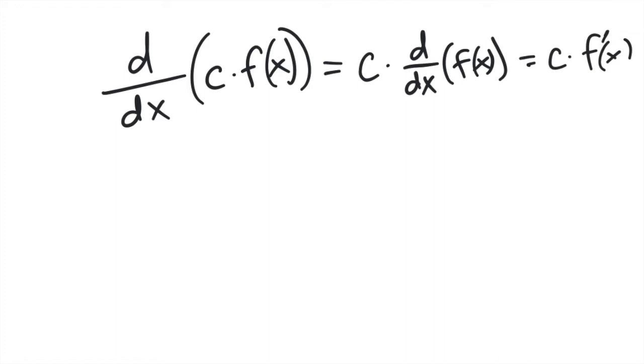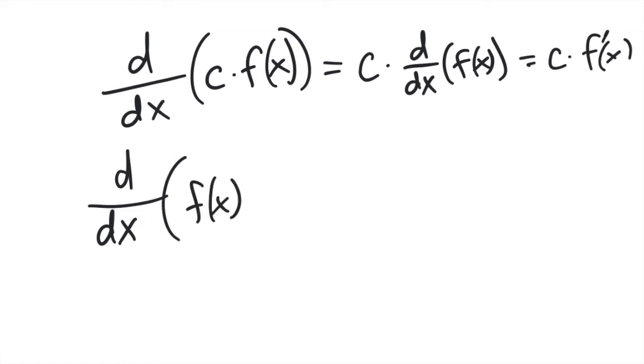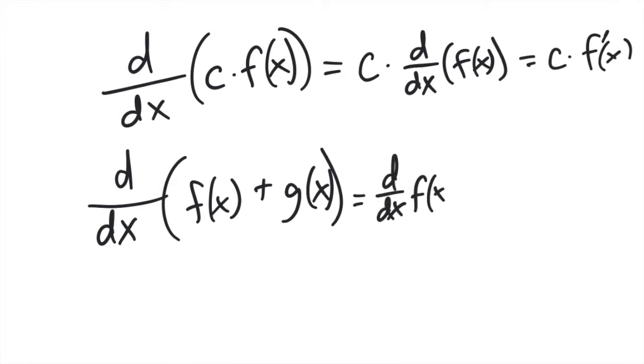Okay, and then the last rule before we put all this together and get all polynomials as a whole is this. And this is one that we talked about with limits as well. What happens if you're taking the derivative of a sum or a difference of two functions? So let's say you have f of x plus g of x. What happens if you take the derivative of that sum? What you end up getting is the derivative of f of x plus the derivative of g of x.